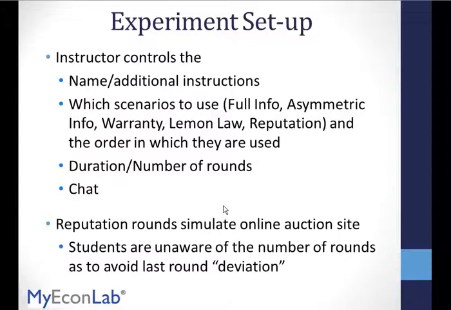In a second, we'll show you the setup for the multiplayer version, but just remember what's going on here. The instructor gets to control the name of the experiment and any additional instructions. You control what type of scenarios, what type of environment the students are going to perform in: full information, asymmetric information, when there's a warranty in place, when there's a Lemon Law or a customer protection law in place, and also reputation. And the nice thing too is you can change the order in which these scenarios occur. You control the duration and the number of rounds, and you control whether chat's possible.